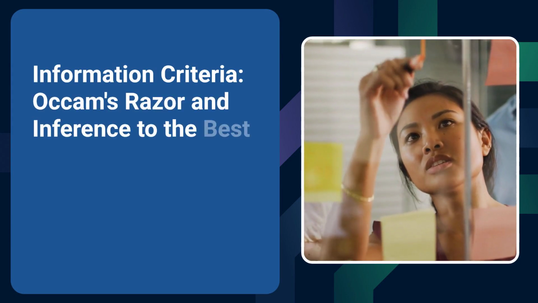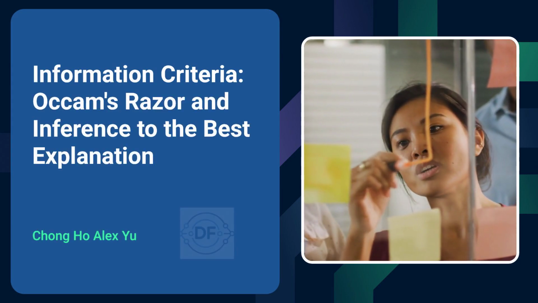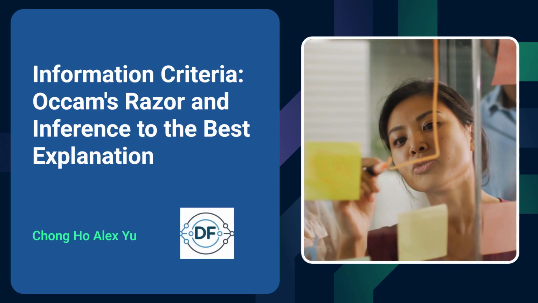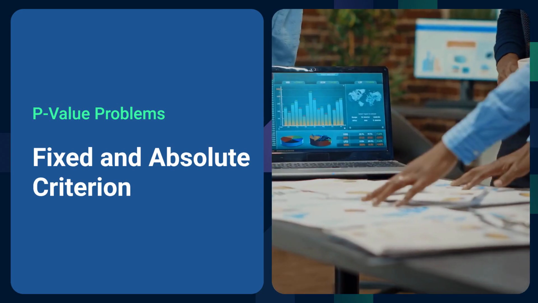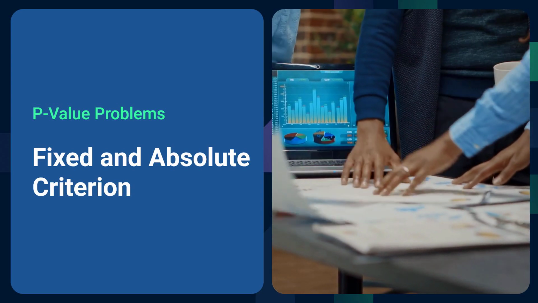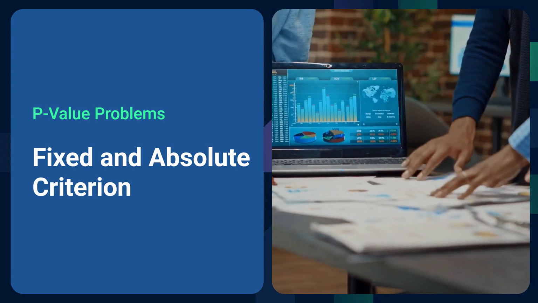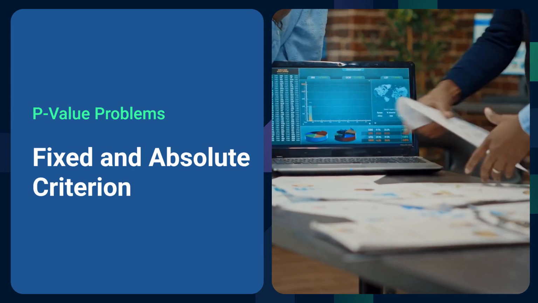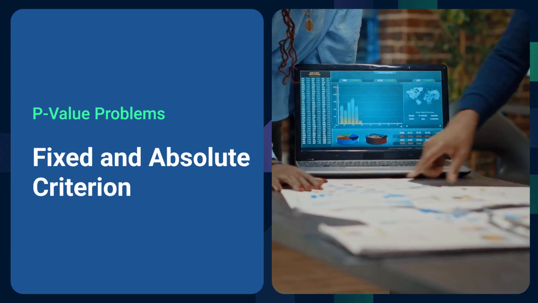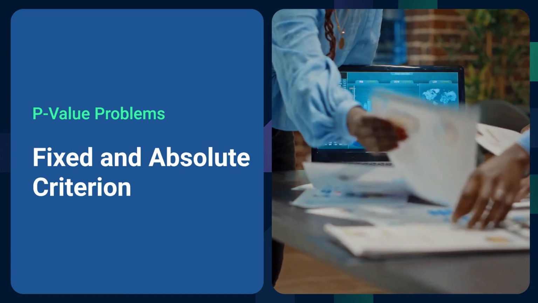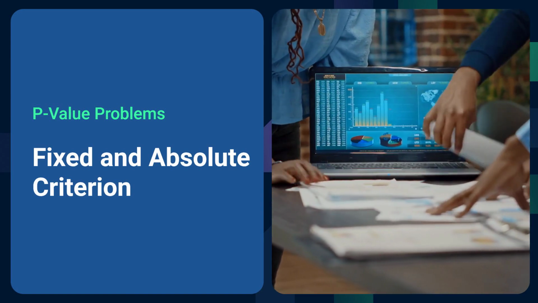Information criteria, Occam's razor, and inference to the best explanation. Conventional statistical decision-making often leans heavily on the concept of the p-value. While seemingly straightforward, this approach presents several fundamental problems. Primarily, a fixed and absolute significance level, typically 0.05, is applied universally, regardless of the context.